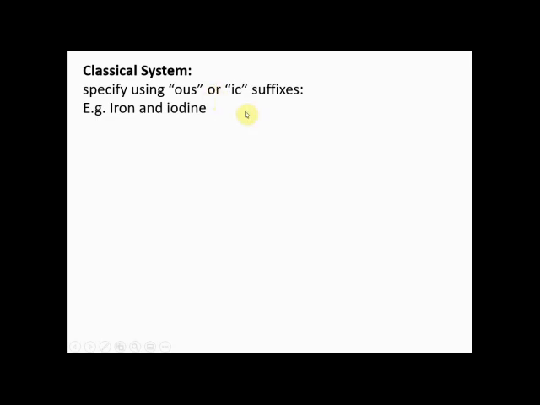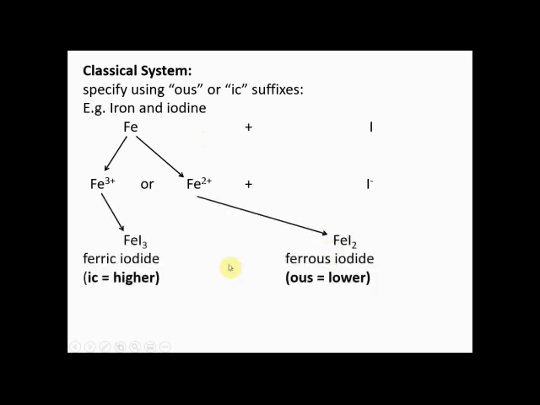The classical system, though, uses an -ic or an -ous, as I said earlier. So if I take iron and iodine as an example, iron can be either a 3 plus or a 2 plus. Iodine has a 1 minus charge. And so the iron 3 plus, because it's the higher oxidation number, becomes ferric iodide, and the iron 2 plus becomes ferrous iodide.